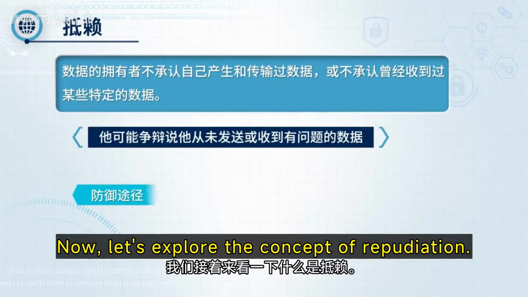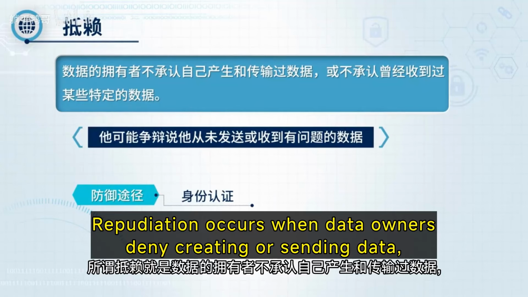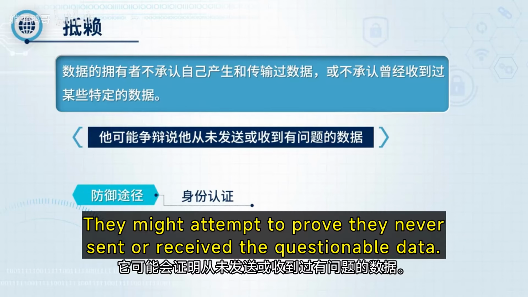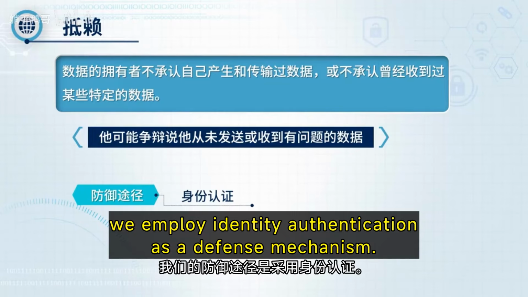Now, let's explore the concept of repudiation. Repudiation occurs when data owners deny creating or sending data, or claim they never received specific information. They might attempt to prove they never sent or received the questionable data. To counter repudiation attacks, we employ identity authentication as a defense mechanism.